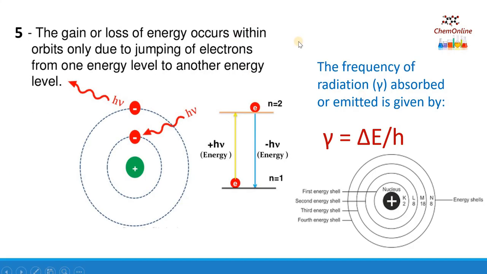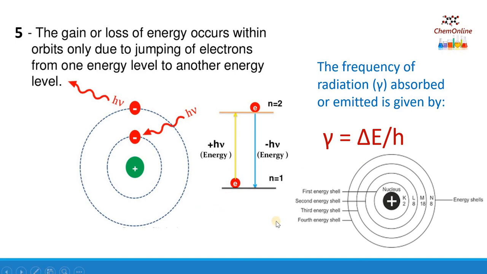And the last point is, an electron may jump from a lower orbit to a higher one by absorbing a quantum of energy, or by absorbing an energy hν, or it may jump from a higher orbit to a lower orbit by emitting a quantum of energy, by emitting hν energy. And the frequency of radiation absorbed or emitted is given by ν = ΔE/h, where ΔE is the energy difference between the orbits.